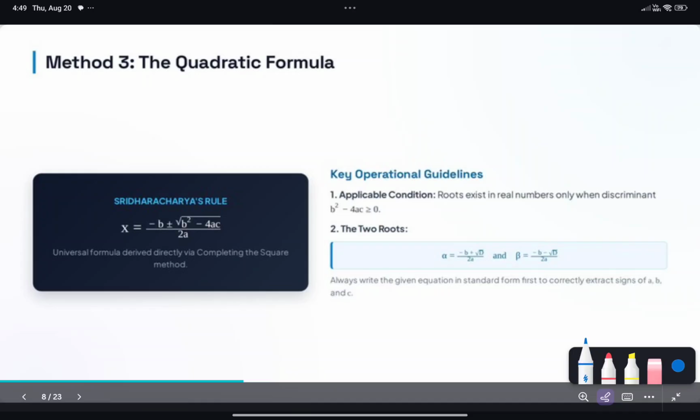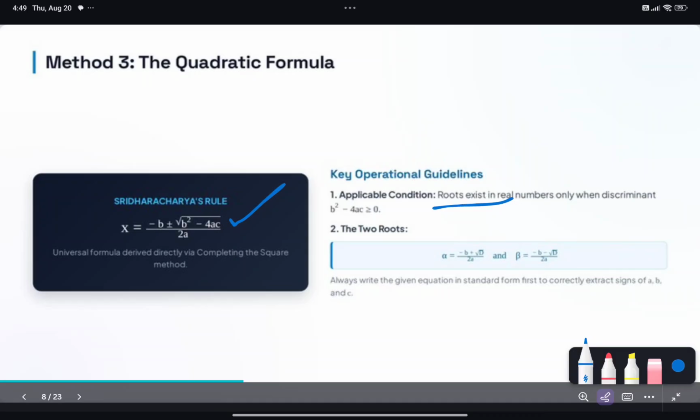Key operational guidelines. Applicable condition. Here you must follow some conditions. What are they? Roots exist in real numbers only when the discriminant b square minus 4ac is greater than or equal to 0. At that time we can use this formula. Yes or no? Roots exist in real numbers.